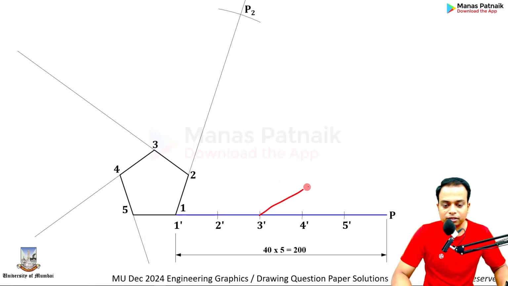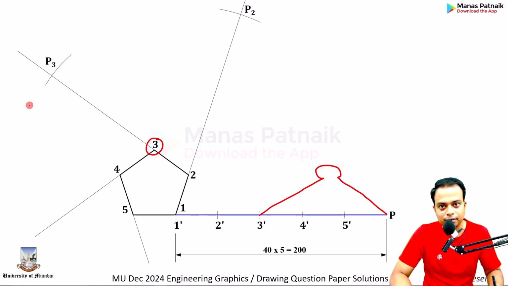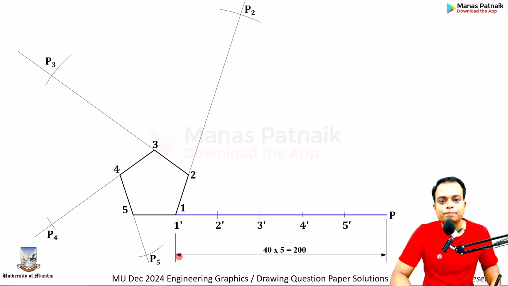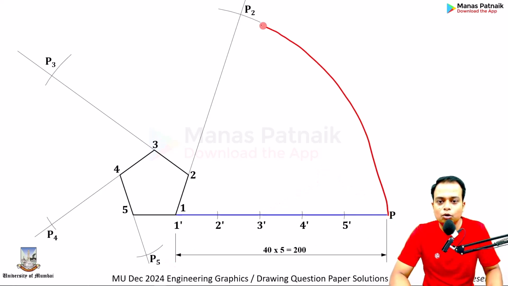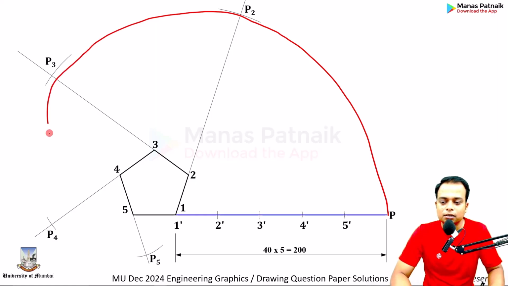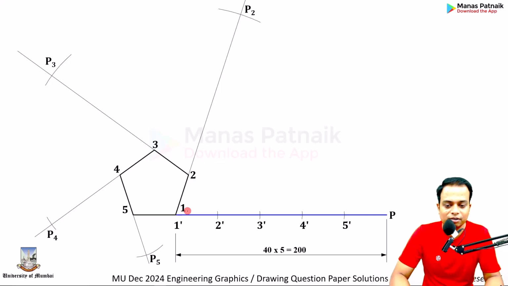Now with this much, 3 dash P as the radius, and now with 3 as the center, cut an arc again. That's going to give you P3. Simple. In the same fashion, you can get P4 and P5. Done, so very easily. Now you need to join all of these points in proper sequence so that you have a beautiful curve, popularly known as an involute. Now how to do this? Take a look.